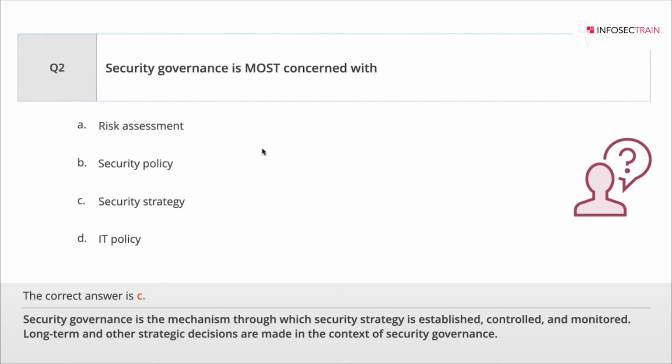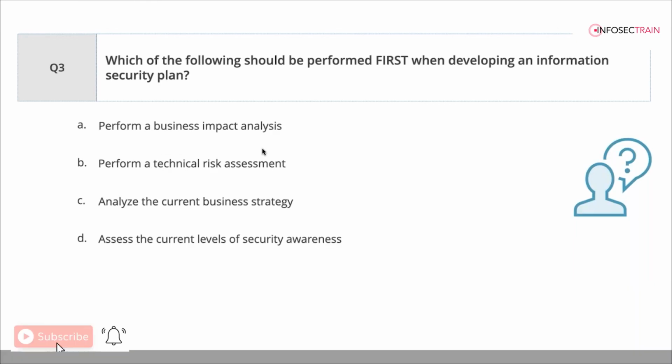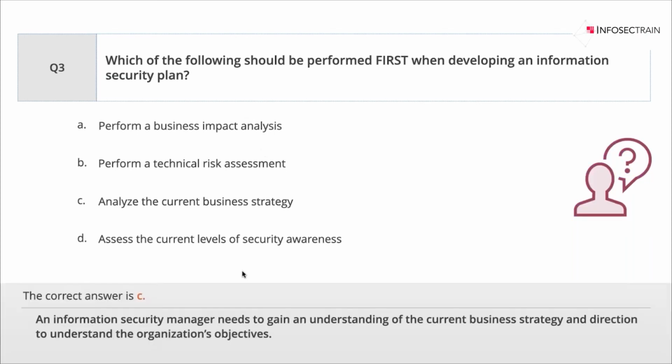Next one. This is another type of question which is quite interesting. It says, which of the following should be done first? There might also be questions asking what should be done next, or last. So, which of the following should be performed first when developing an information security plan? Assessing the current level of security awareness is important, but it's not the main purpose of an information security plan. Understanding the business strategy, objectives and goals is going to be the most important. That's the first thing that you will do.